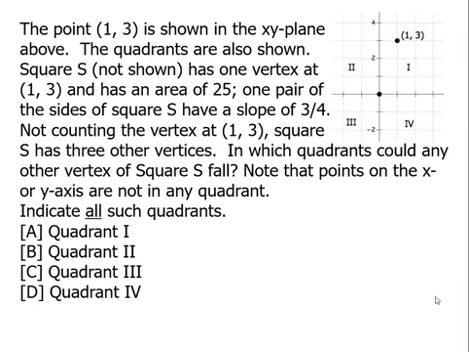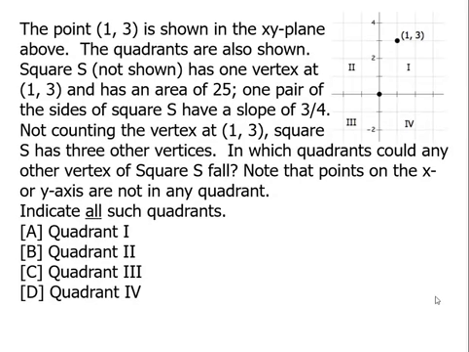Point 1, comma 3 is shown in the xy plane. The quadrants are also shown. Square S, not shown, has one vertex at 1, comma 3 and an area of 25. So in other words, each side has a length of 5.